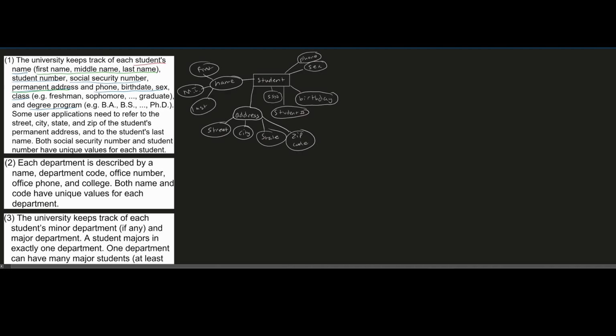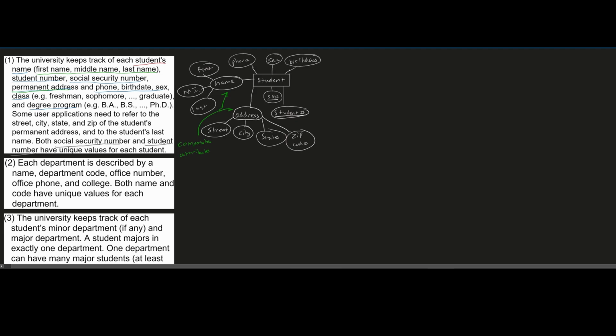Some user applications need to refer to the street, city, state, and zip of the permanent address. That's how we know that this would be a composite attribute, and same thing for our student's name. We're also told that both the social security number and the student ID have unique values. Since the SSN and the student number are unique, that means they are a key. So the SSN and the student number are going to have a solid underline. And that's going to be it for our student entity.